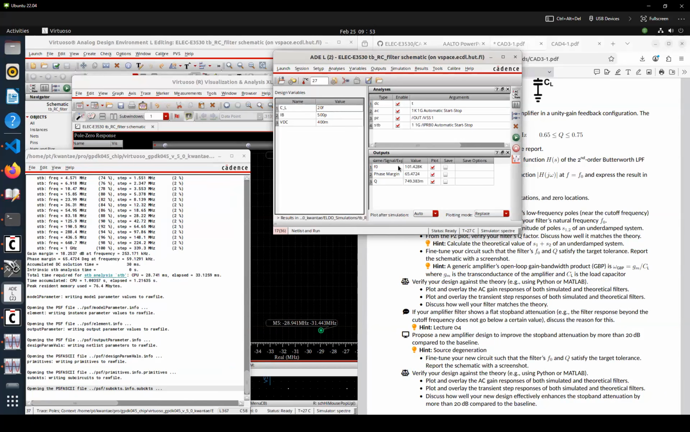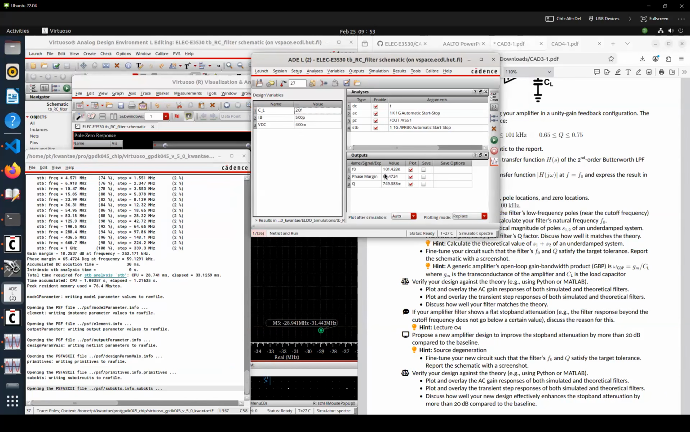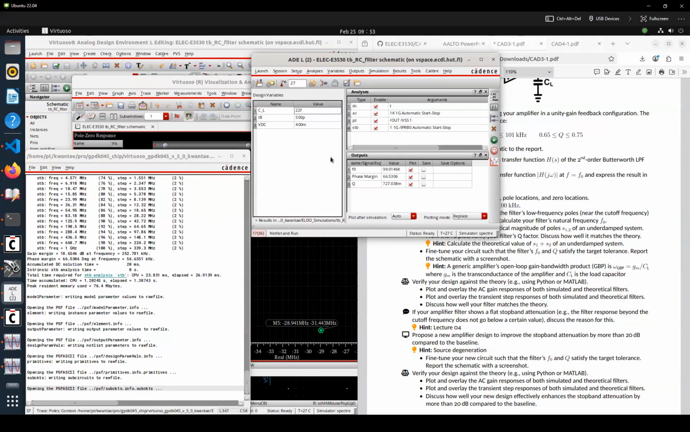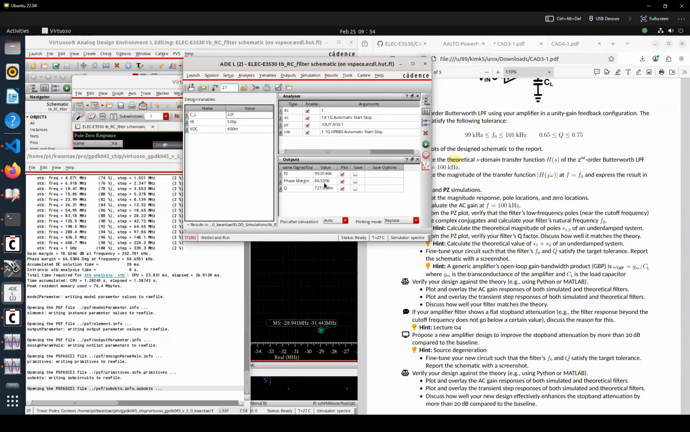Yeah, nicely matched to almost 100 kilohertz. And the phase margin is 65 and Q factor is 0.75. So we can slightly increase bias current. No, increase the capacitance. 0.2 maybe? Okay, then 99 kilohertz, right? And the phase margin is 66, and the Q factor is within specification. So now it is all set.